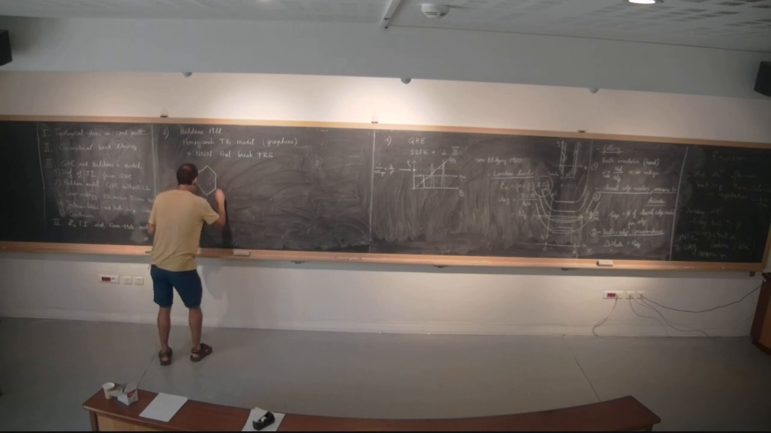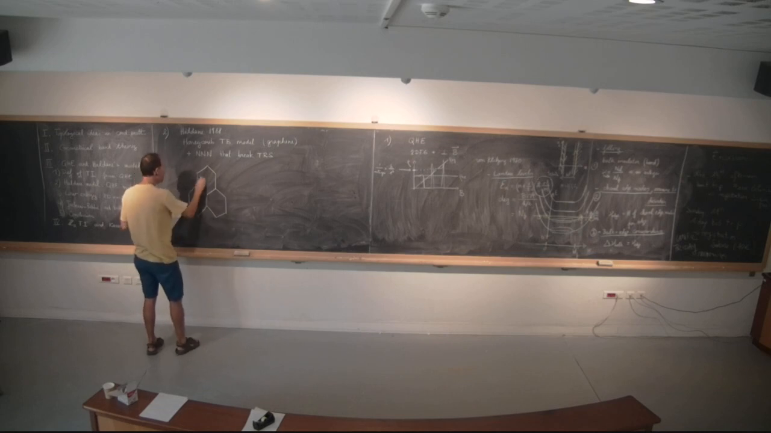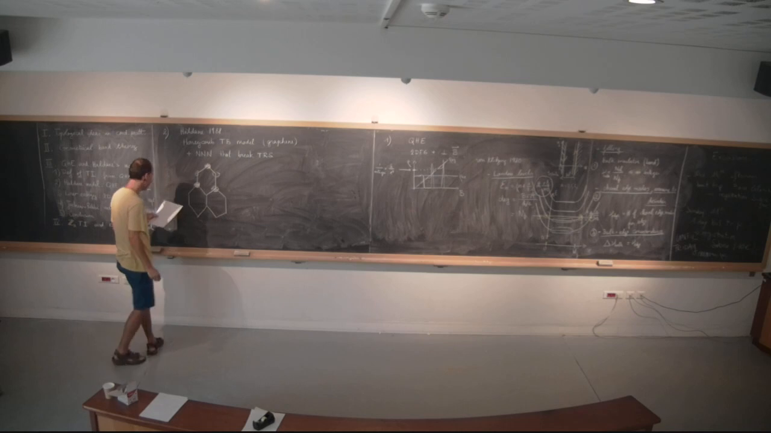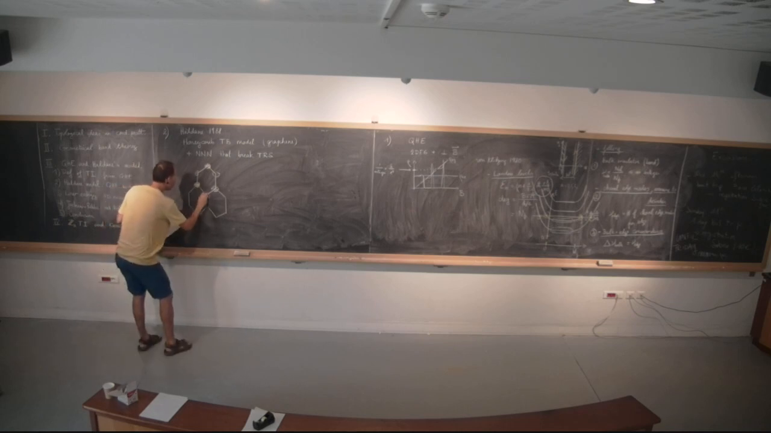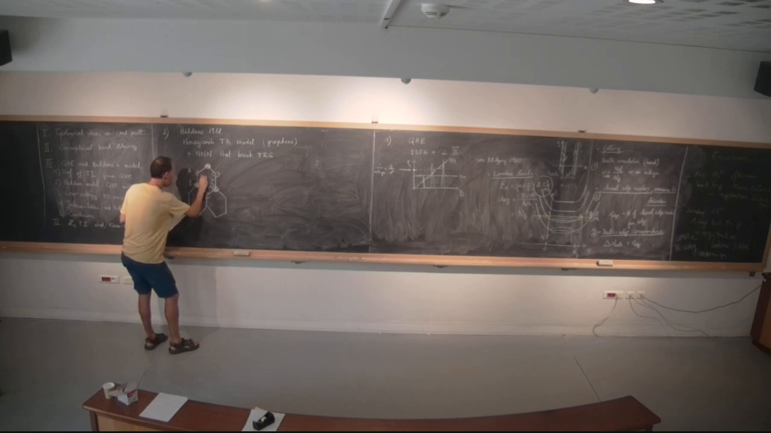So I'm trying to respect some convention that will be useful afterwards. So this is the Honeycomb Lattice. I identify two types of sites, A and B, black and white. There are two different atoms in the unit cell. Nearest neighbor vectors are called delta 1, delta 2, and delta 3.